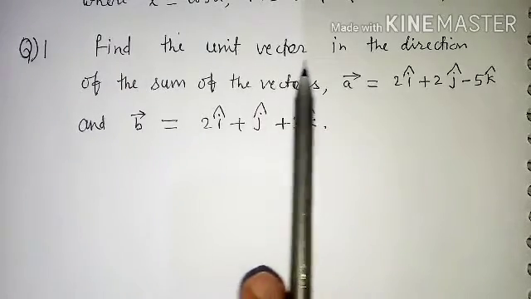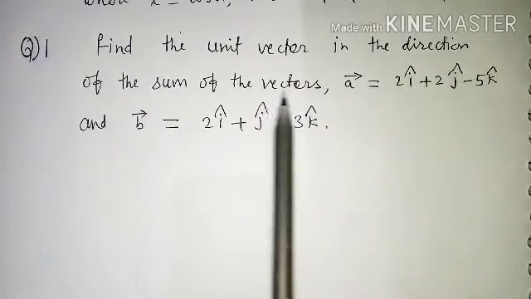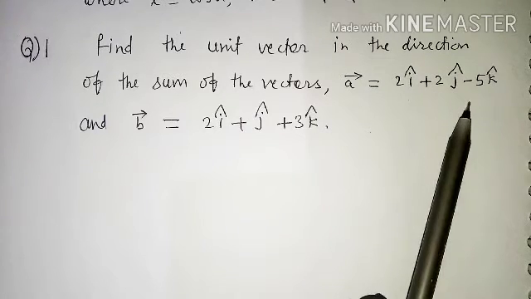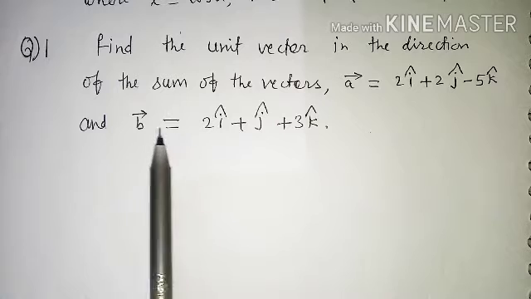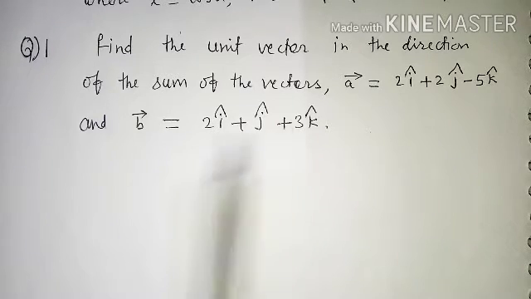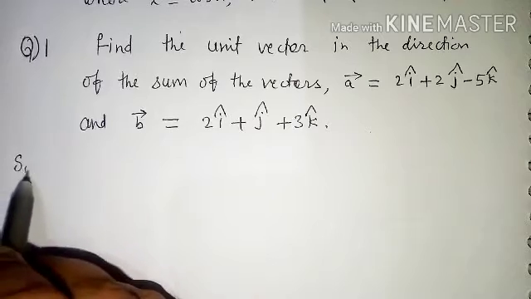Find the unit vector in the direction of the sum of the vectors. Vector A is equal to 2i cap plus 2j cap minus 5k cap, and vector B is equal to 2i cap plus j cap plus 3k cap. Solution.